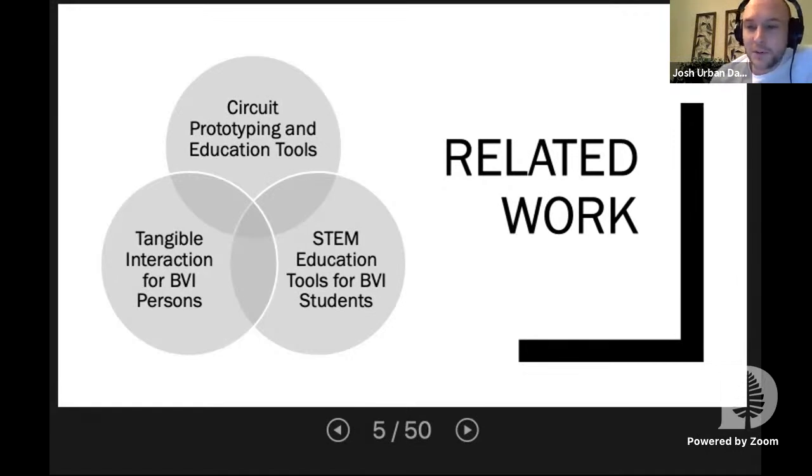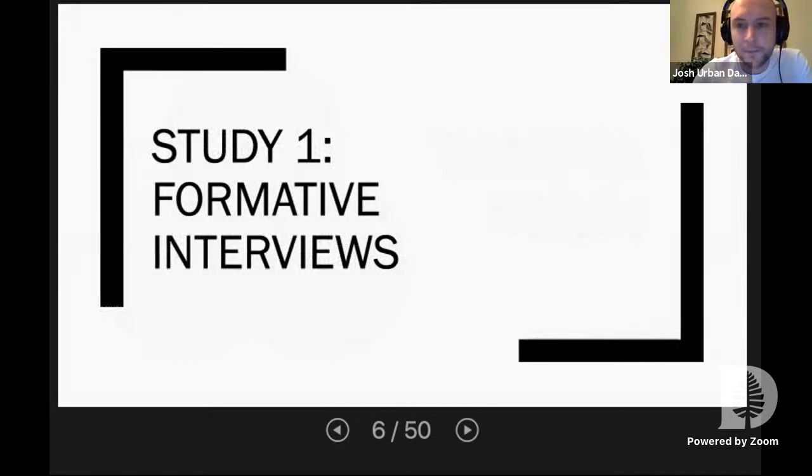Many tools and approaches have been developed to assist novice students with BVI learn STEM-related skills by incorporating audio feedback. While many of these tools have been designed to teach programming, none, to our knowledge, have explored techniques for teaching physical computing. So it seemed evident to us that we needed to better understand the scope of the problem using a series of formative interviews. So we talked to 3 BVI engineers familiar with circuit prototyping technology.